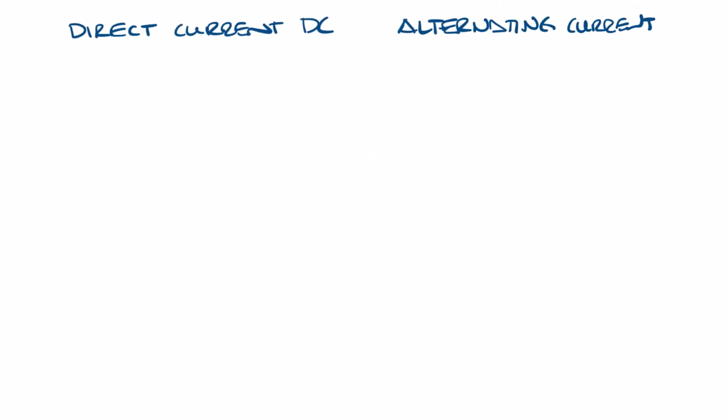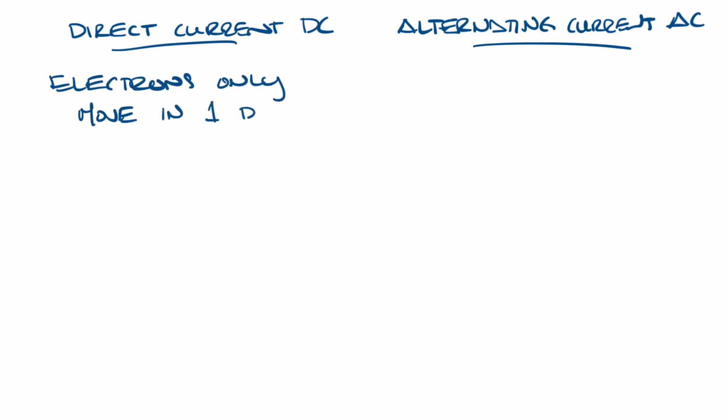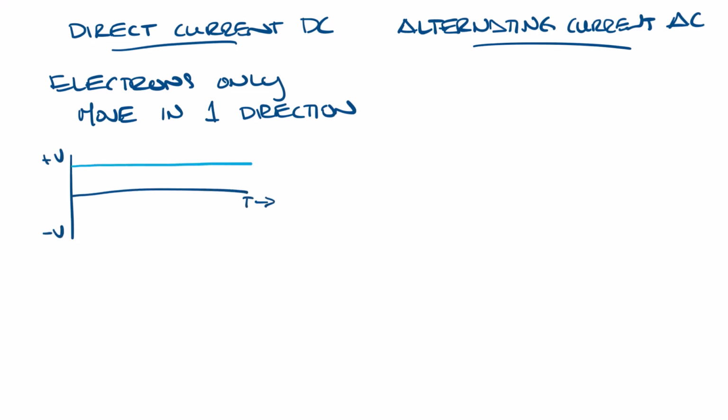Let's move this over again and look at direct current and alternating current. In direct current, DC, the electrons only move in one direction. If you looked at voltage over time, it would look like this. The voltage would be pretty much the same all the time. Typical voltages are 12 volts, 24 volts, 48 volts, 380 volts, and 575 volts.